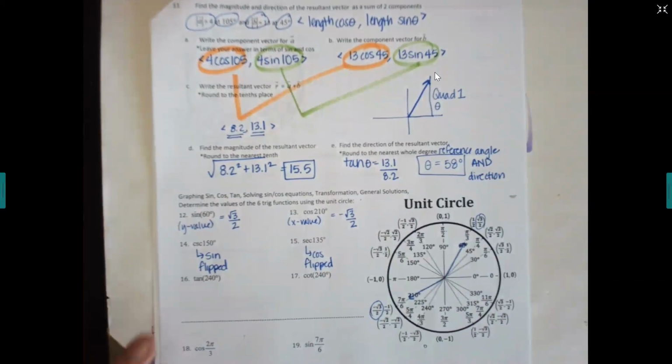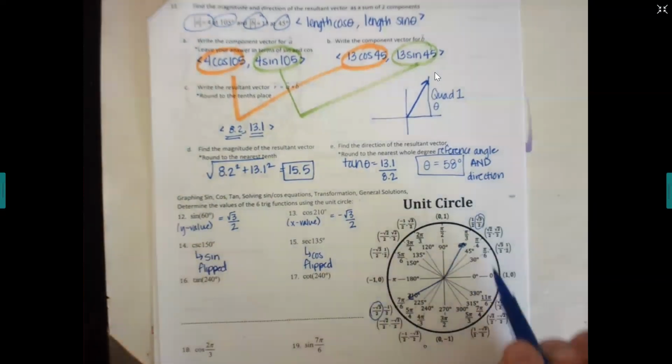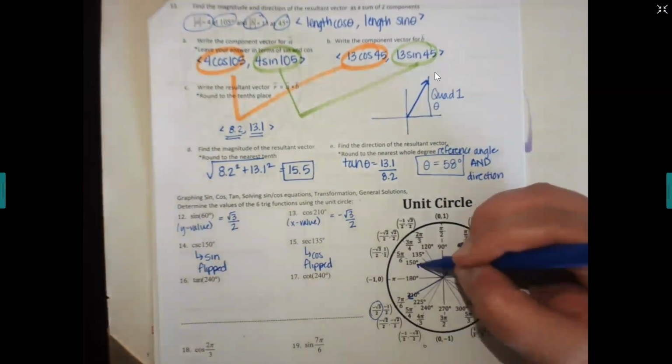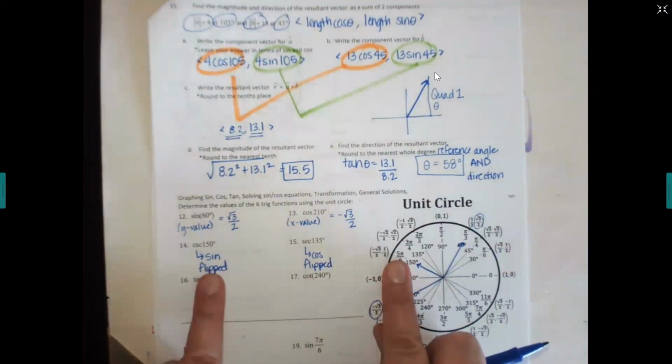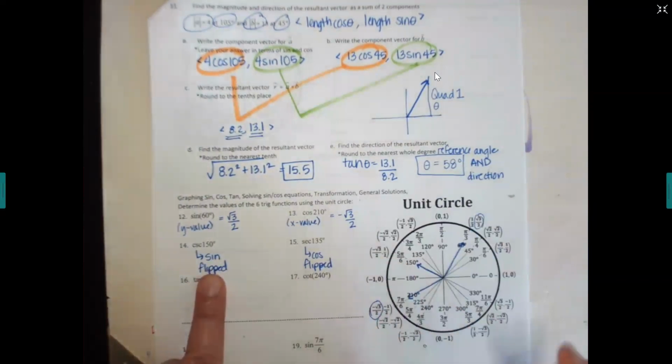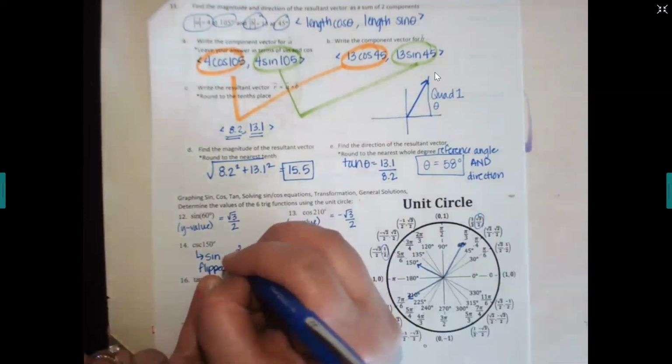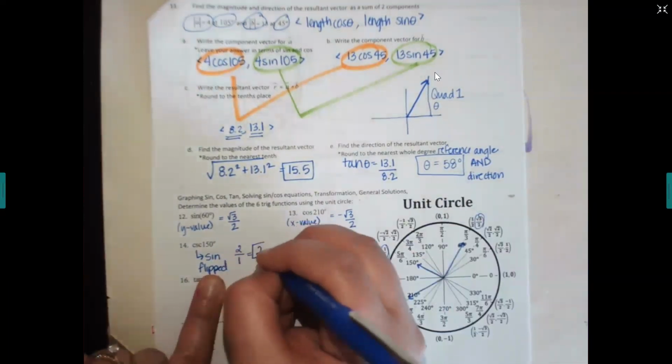Okay, so let's do 2 of those. I'll just do this one. So 150 is here. We're rotating around to this spot. And then I want the sine flipped. Sine is my y value, so it's a half, but then I'm going to flip it, which is 2 over 1, which is 2.